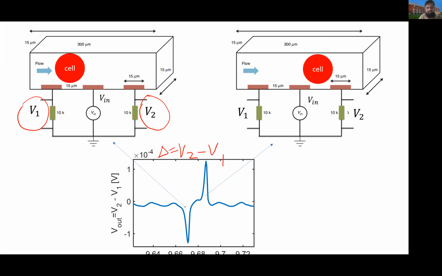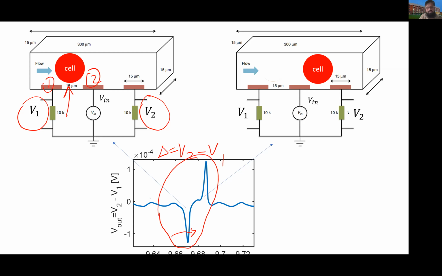So we get kind of a bipolar pulse. When the cell is crossing between electrode 1 and 2, since we are doing this delta V2 minus V1, we will get a negative pulse. This negative pulse corresponds to this situation. And later on, when the cell has moved to the right side, then the V2 minus V1 will be positive. So you get the positive pulse. So this is the signature. This whole thing is the signature that a cell has crossed your microelectrodes.